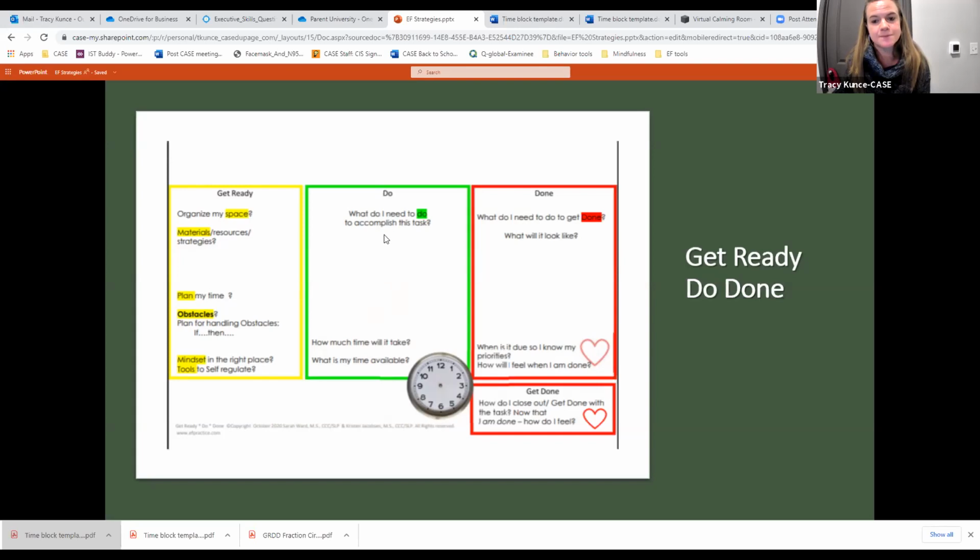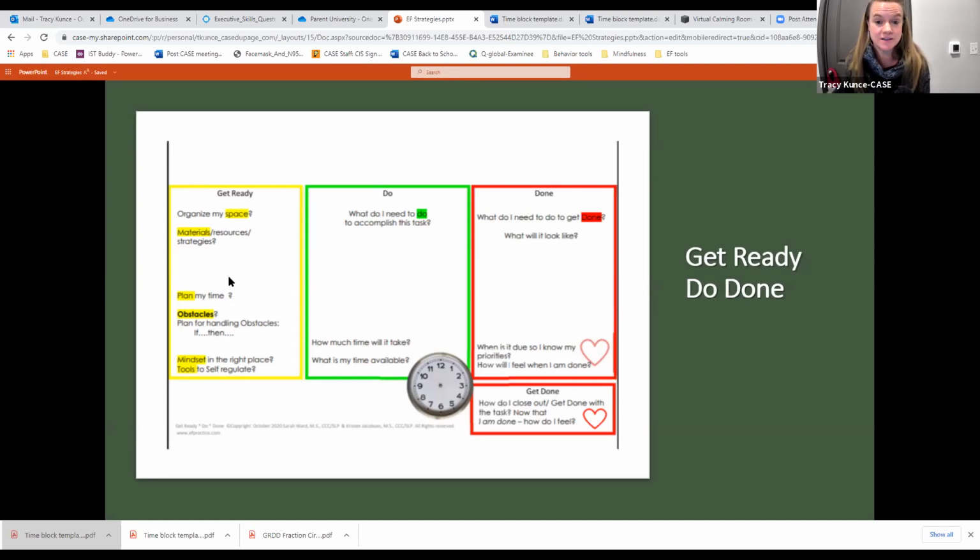And then we backtrack to the do. What are the steps that we need to do to get to that done? You might write it out. Again, you might have pictures, you might have some of the pieces that you need to get to that done, but what are the steps that I need to do? So this is going to help them put that together. And then we back up one more to get ready. What are the things we need?